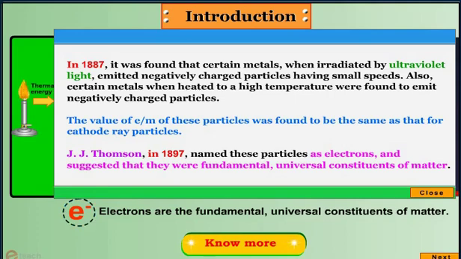The value of e/m of these particles was found to be the same as that for cathode ray particles. J.J. Thomson in 1897 named these particles electrons and suggested that they were fundamentally universal constituents of matter.